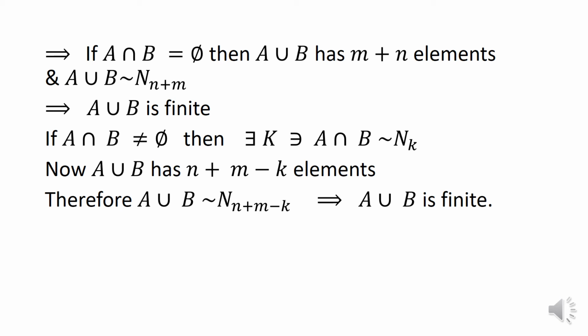Therefore, if A is finite and B is finite, then we can say that A union B is a finite set, which is the proof of the given.